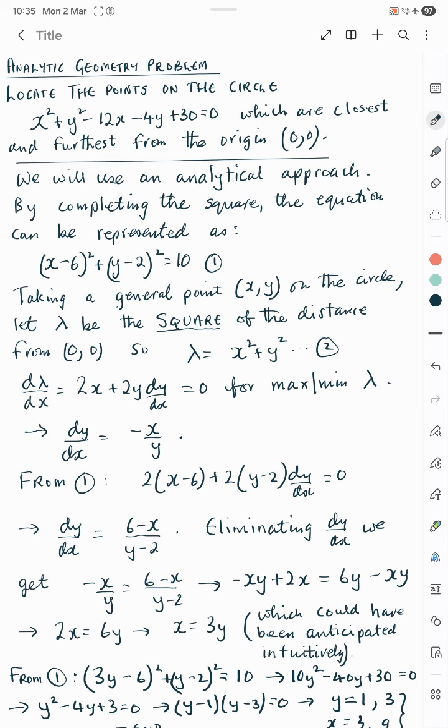So y has the values 1 or 3. And since x is 3 times y, the corresponding x coordinates will be 3 and 9.